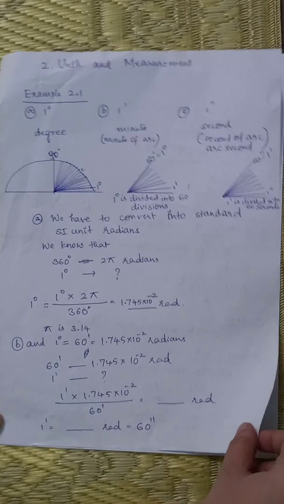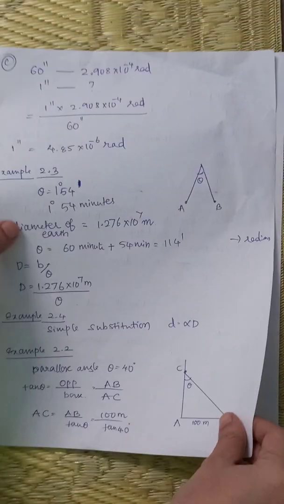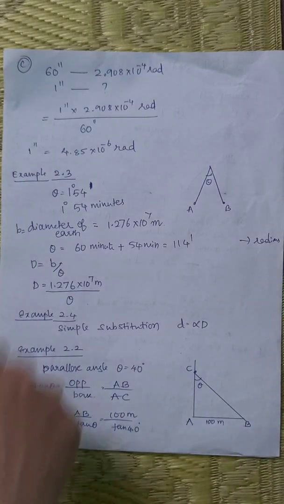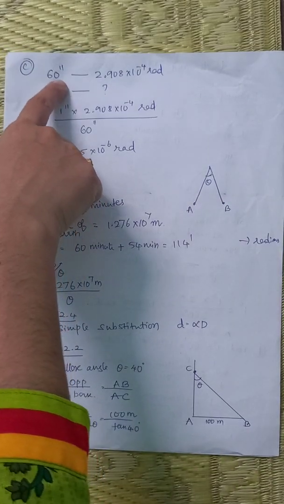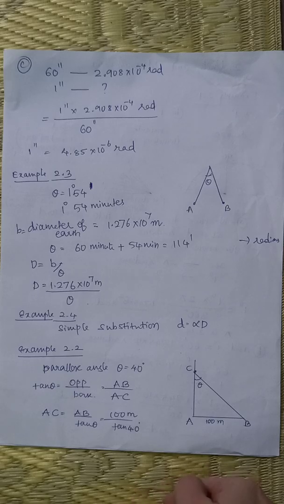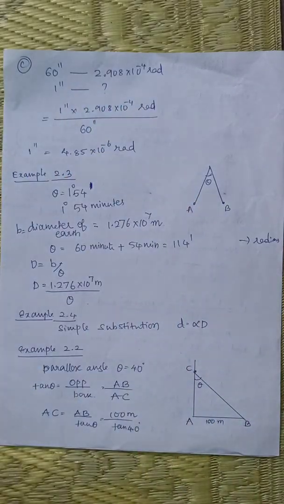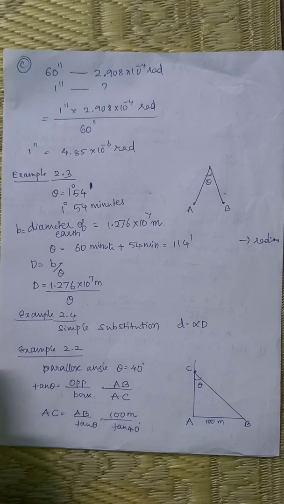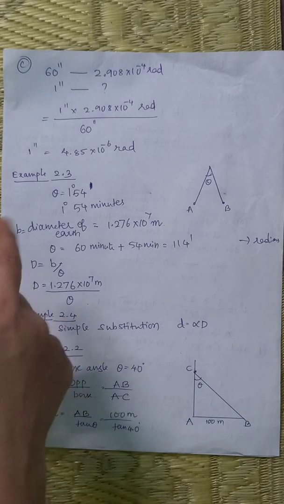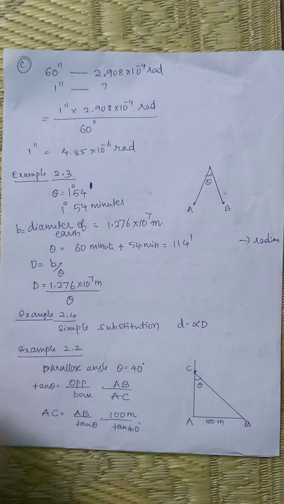That is also equal to 60 seconds. Now we can easily find 1 second. 60 seconds is nothing but 1 minute. The answer we just got, you have to write here. And 1 second corresponds to what? Cross multiplication and you will find the answer as 1 second is equal to this much radians. So this is how the relation and interconversion work.